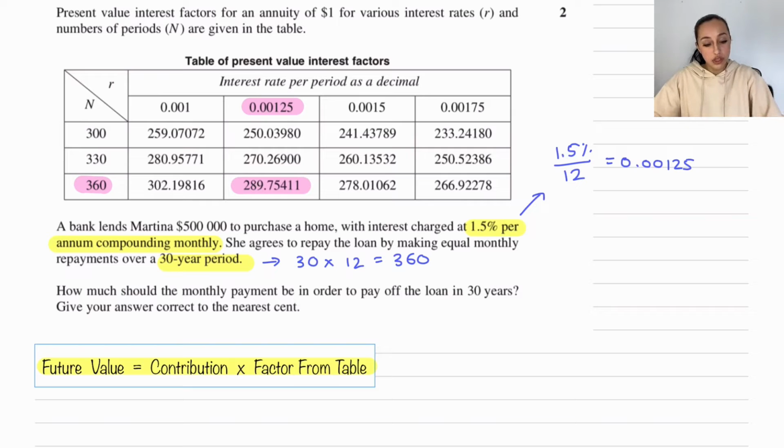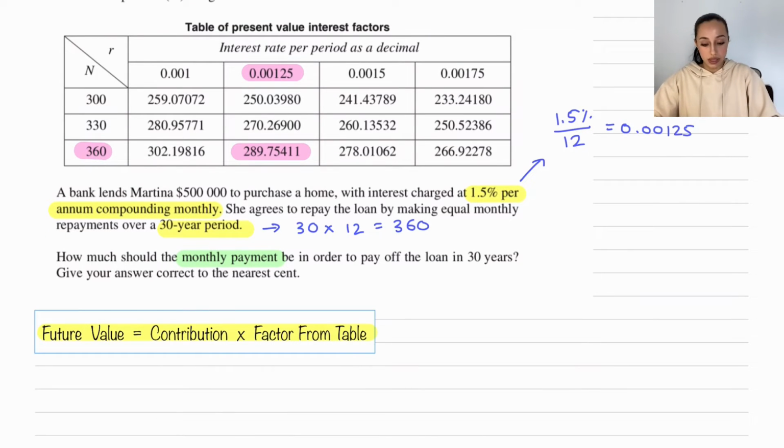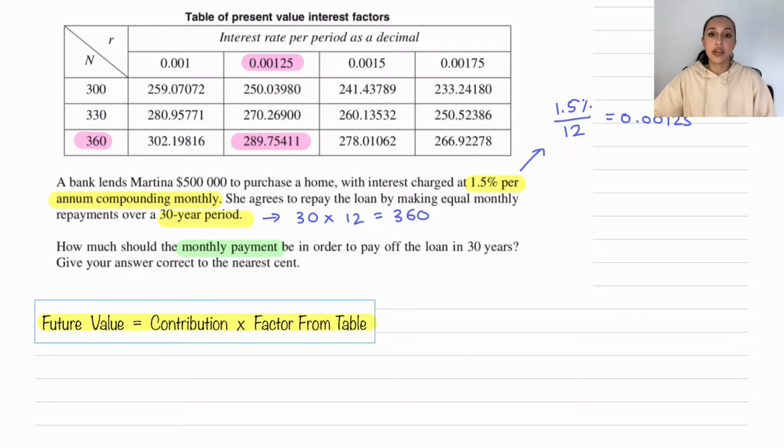Okay, now look at what the question is actually asking for. This question is asking how much the monthly payment is. The monthly payment is the regular contribution. So they're asking you to find the regular contribution. Look at the formula and let's start subbing into the formula. So first we need to work out what our future value is. For this question, the future value will be $500,000 because that's the total amount of the loan. That's what this person needs to pay back in total. So $500,000 is our future value. Our contribution is what we're trying to work out, so I'm just going to let that be X.